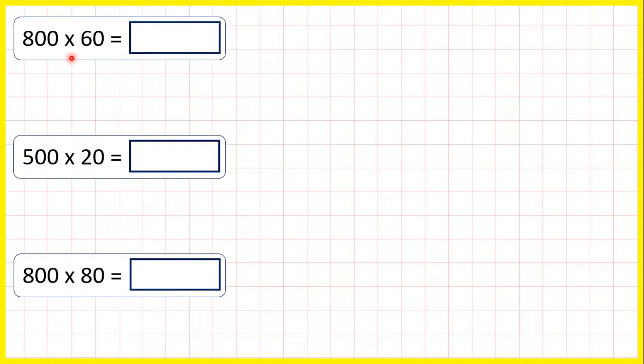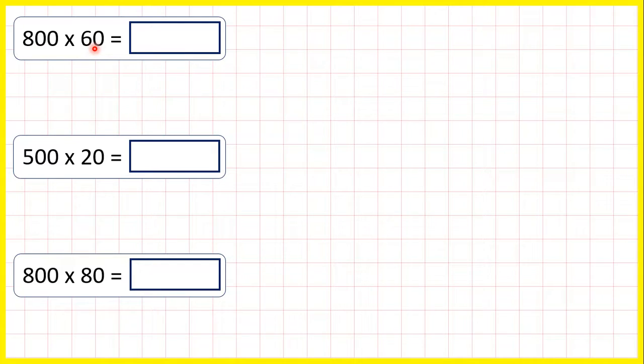Now for these questions, we're multiplying multiples of 100, so numbers with 2 zeros on the end, by multiples of 10, so numbers with 1 zero on the end. And when we do this, we don't need to use column method. Instead, we can use mental methods to find our answer.